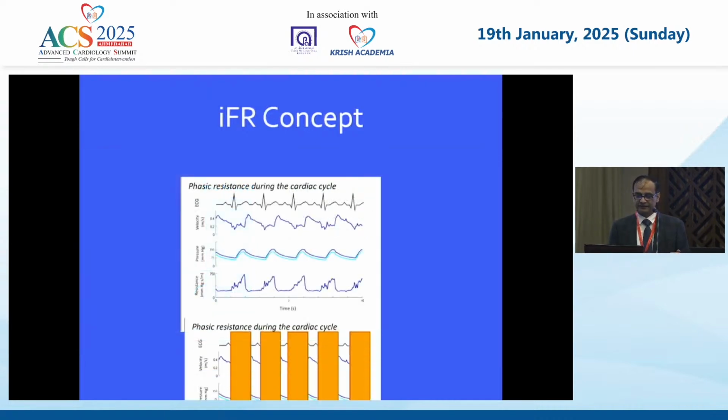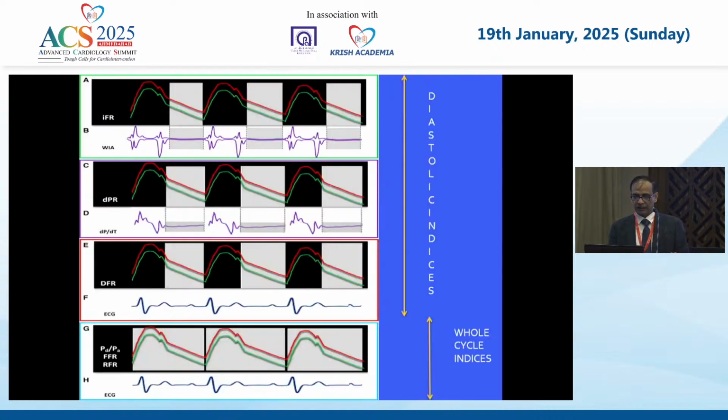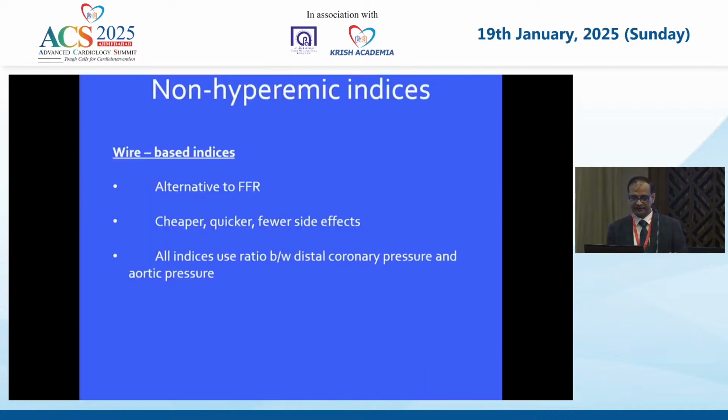The phasic resistance in the cardiac cycle thus is maximum in this time, and so you can see how these multiple indices have emerged, which are either only diastolic, IFR, DPR, and DFR, or whole cycle, that is the resting PDPA, the FFR, and the RFR. And these are the non-hyperemic indices that we use.